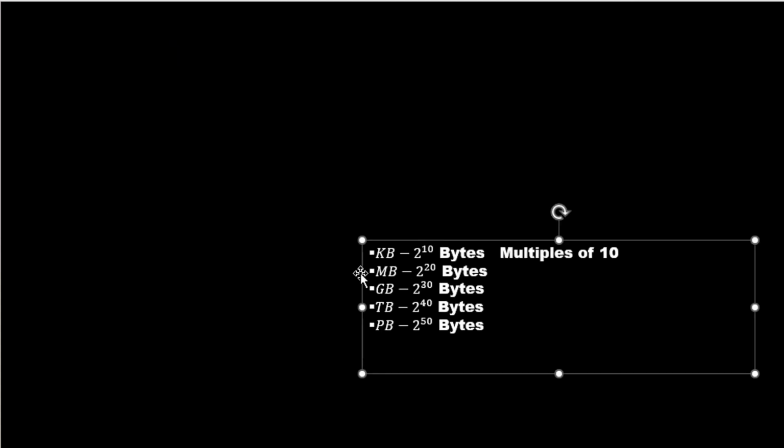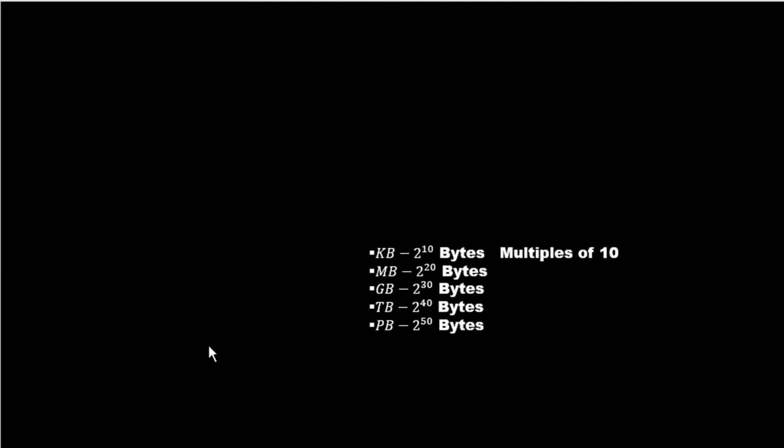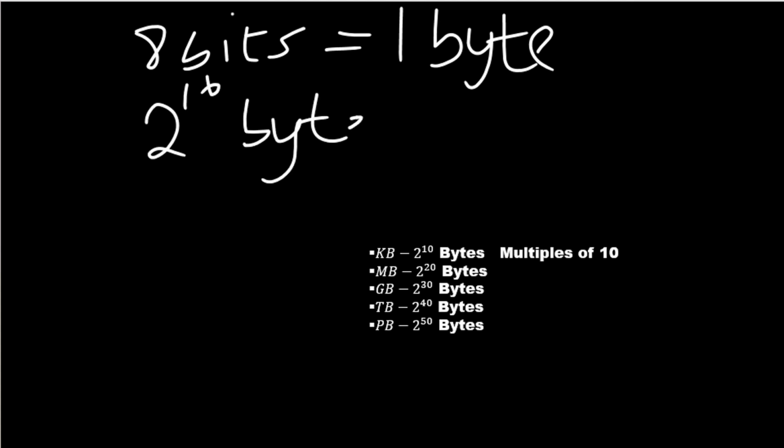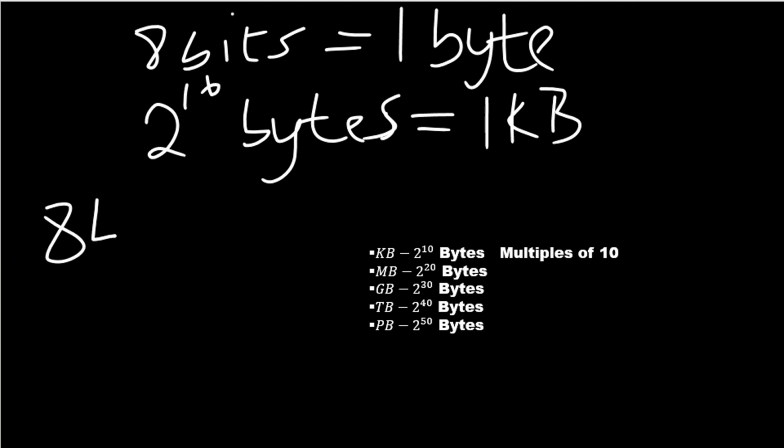Alright. So from the start, when we started, we saw that 8 bits gives us 1 byte, right? So 8 bits gives us 1 byte. Now, to be able to get a kilobyte, we know that 2 to the power 10 bytes gives us a kilobyte. Yes, but we are looking for this in bits. So what we do is take the 8 bits and multiply it by 2 to the power 10. So this means we have 8 times 8 bits times 2 to the power 10.